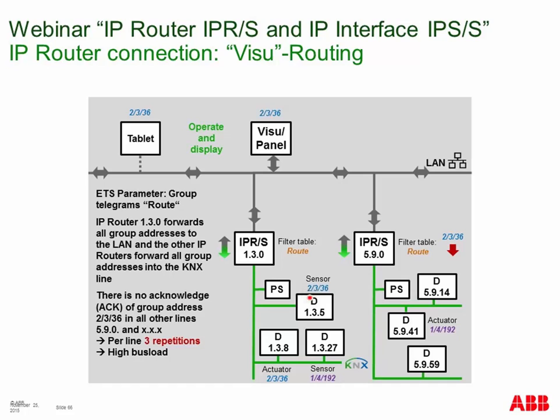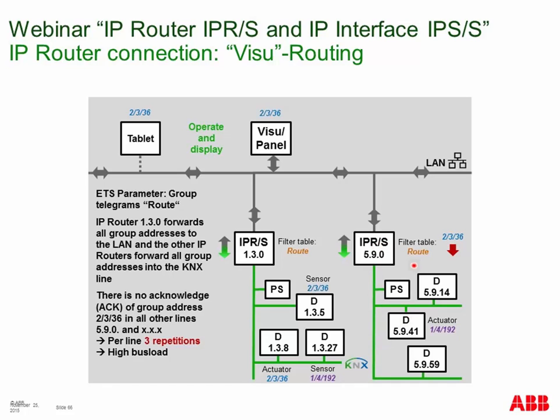We press the rocker 2336, the group address goes to the IP router. All group address telegrams are forwarded to the IP network. This actuator switches, the group address goes to the visualization. We can see the correct status, or we can also send commands into the line. But the group address goes also this way, to the IP router, which also has the parameter route, and then it also forwards this group address into this line.